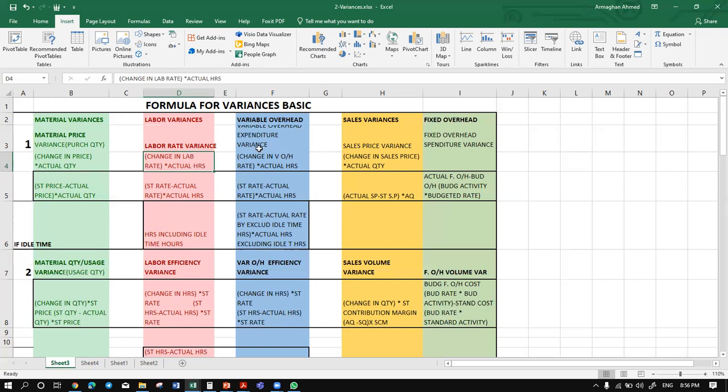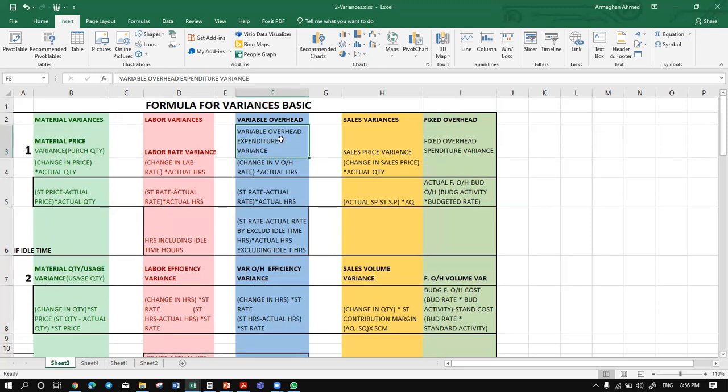Similarly, the variable overhead variance is also the same formula: change in the variable overhead rate multiplied by actual hours. Here it was labor rate, here it is variable overhead rate, but the formula is the same. Similarly, the sales price variance is also the same: change in the sales price multiplied by the actual quantity, the number of units sold.